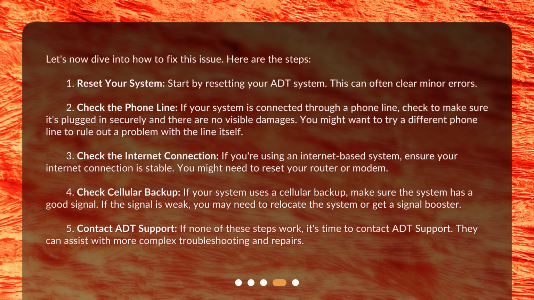3. Check the internet connection. If you're using an internet-based system, ensure your internet connection is stable. You might need to reset your router or modem. 4. Check cellular backup. If your system uses a cellular backup, make sure the system has a good signal. If the signal is weak, you may need to relocate the system or get a signal booster. 5. Contact ADT support. If none of these steps work, it's time to contact ADT support. They can assist with more complex troubleshooting and repairs.